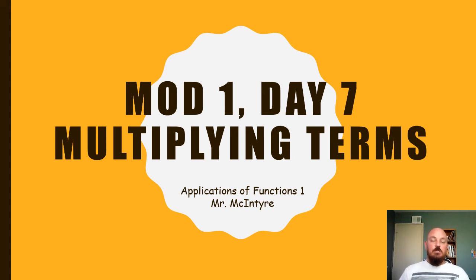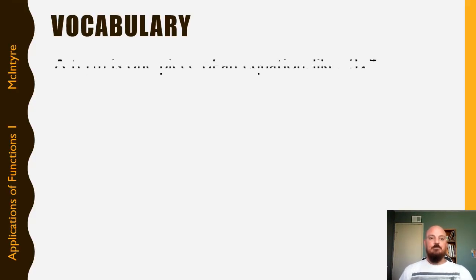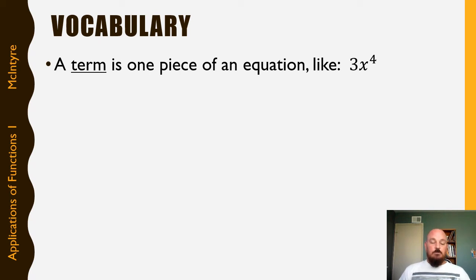Today we're going to start a brand new topic, and we're going to be working with polynomials for a while. Now, before we get to polynomials, we're going to start with basically working with what's called one single term and how to multiply them. So first of all, let's talk about what that word means. A term is like one piece of an equation, one single piece. And I said, for my example, let's say 3x to the fourth.